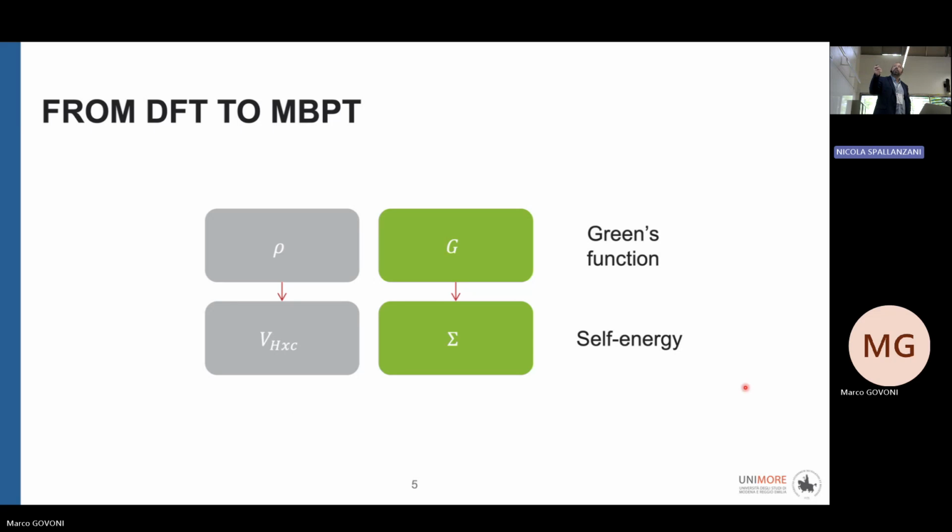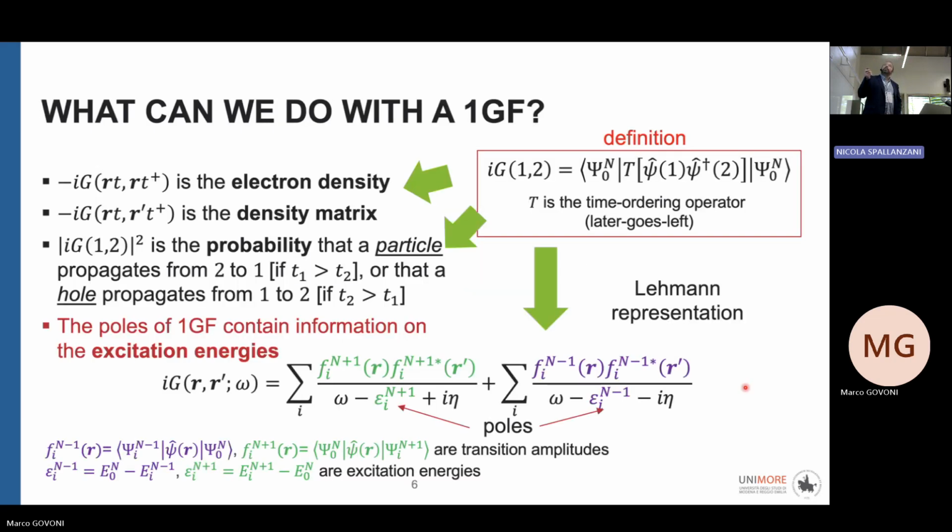This is from DFT. One has to go to the Green's function and the self-energy. And that's many-body perturbation theory, as you heard. From the Green's function, one can extract information about the electronic density, the probability of particles to propagate, and also, as you heard from the previous talk, Claudia's talk, the poles of the Green's function correspond to the excitation energies of the system. So the energy that the system has when you remove or add an electron. That's the Lehmann representation of the Green's function. And this is the definition.